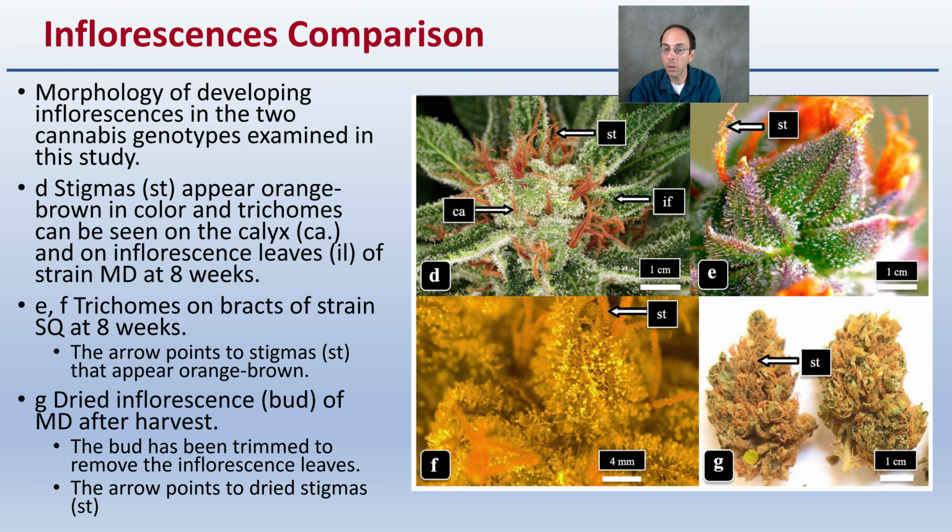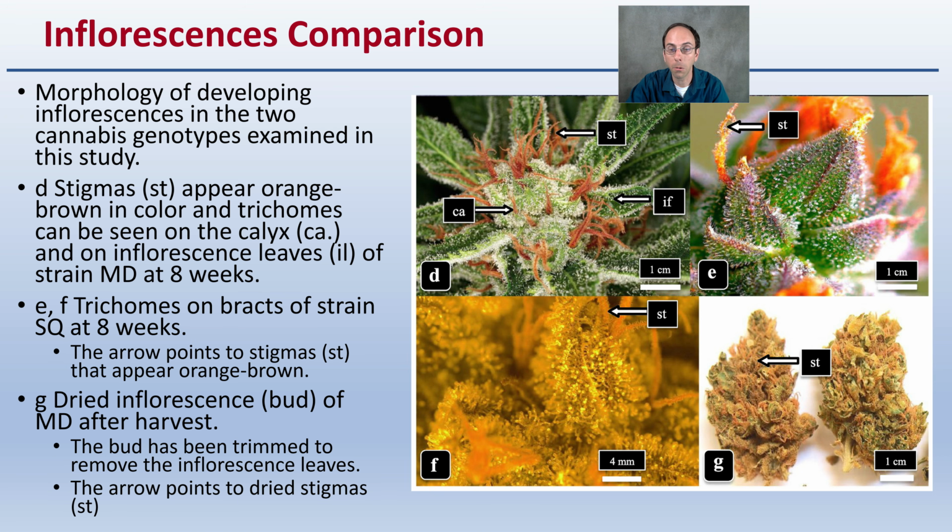For letter G here, the dried inflorescence, or the bud, of Moby Dick after harvest. The bud has been trimmed to remove the inflorescence leaves, and the arrows point to the dried stigmas we can see right here. So again, just giving you a little bit of that macroscopic view before we now get into the detailed microscopic view.